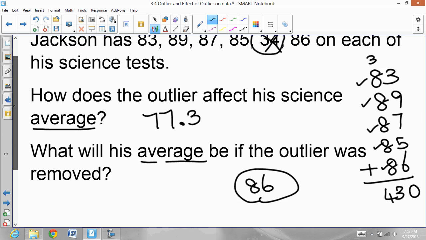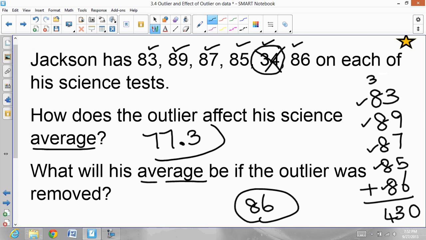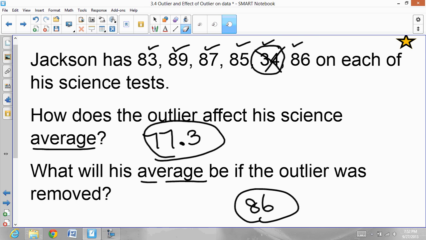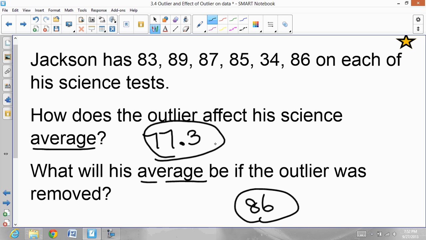So watch this. See how much the outlier is affecting his science average? If I remove all these calculations out of the way, with the outlier, his science average is going to be 77.3. But on the other hand, if you remove the outlier, his average is going to be an 86. So that is the difference in how the outlier is going to affect your average, which means an outlier, which is a number that is far away from the rest of the numbers, is going to affect the average so much.